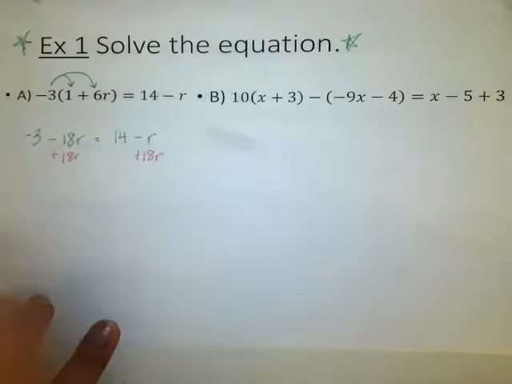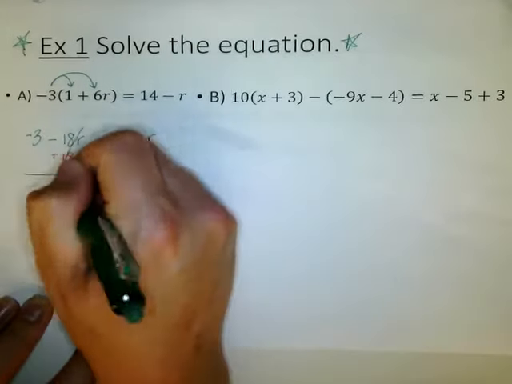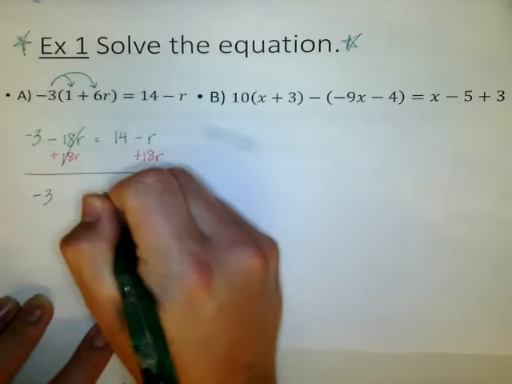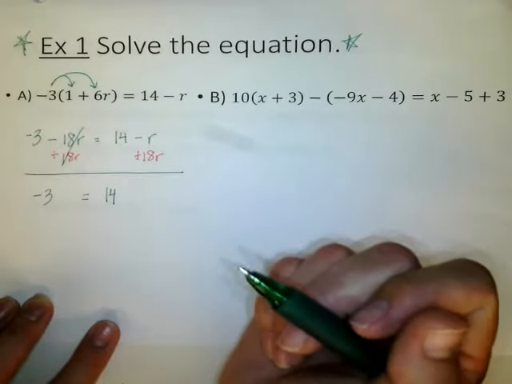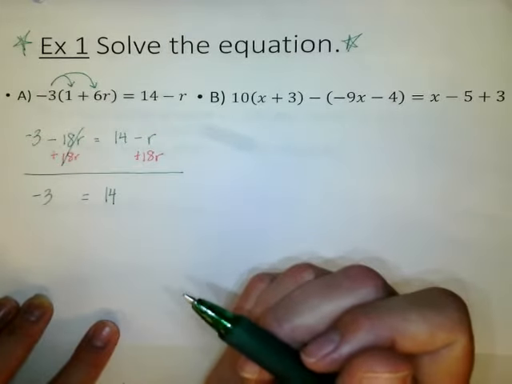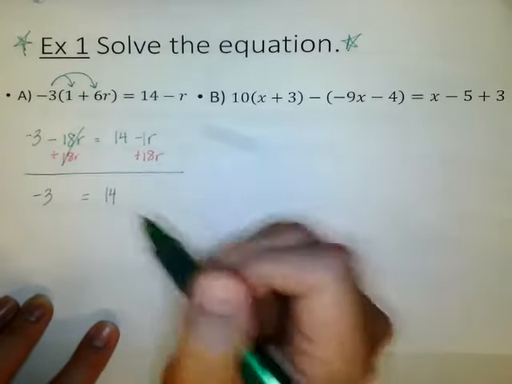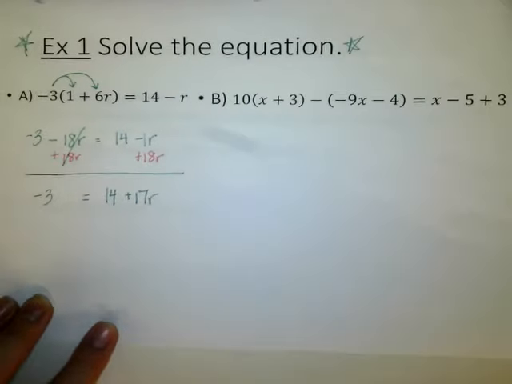Now, do you need to show this step? You don't. You really, really don't. I'm going to do it in notes, but it's really not necessary. Of course, the most important thing is that you get it right. Okay? Negative 1r and a positive 18r gives me what? 17 r's. Okay, and then what do you want to do?